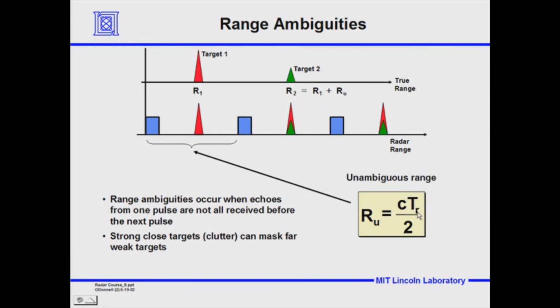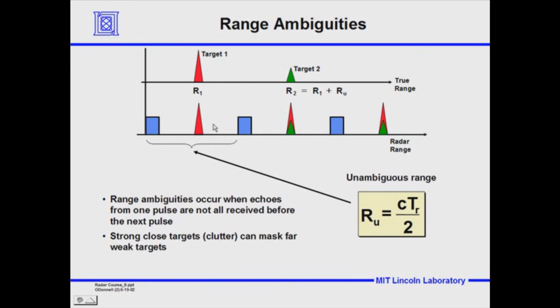And capital T sub r, which is 1 over the PRF, is that time between the pulses you transmit. So the unambiguous range is c times the time between pulses divided by 2. Now, range ambiguities occur when the echoes from one pulse are not all received before the next pulse.